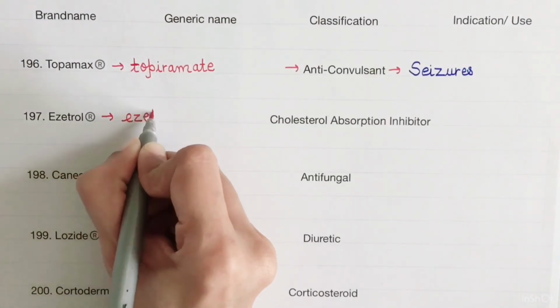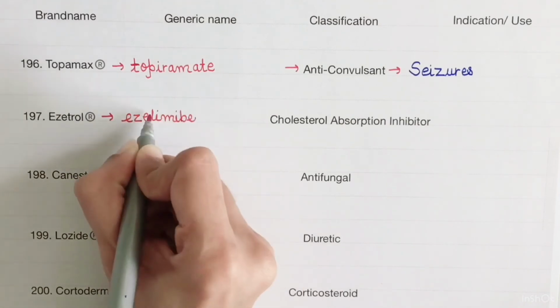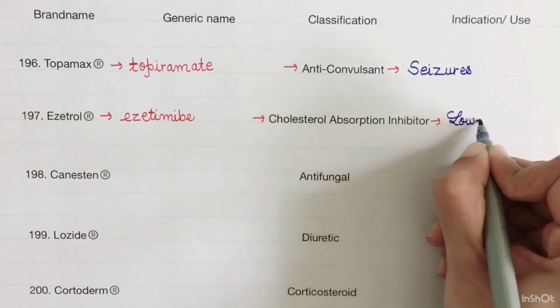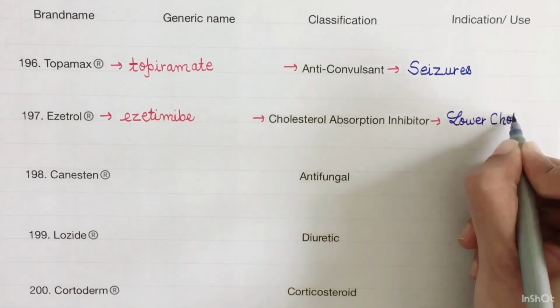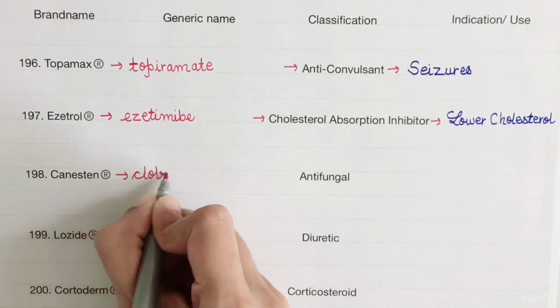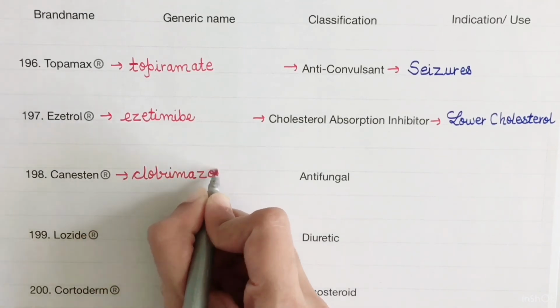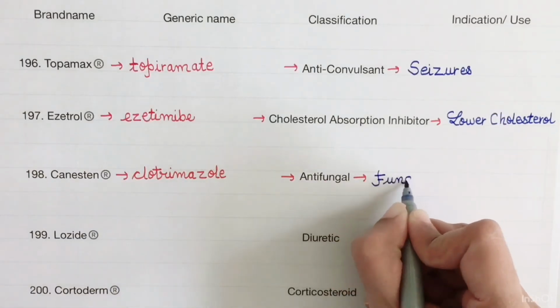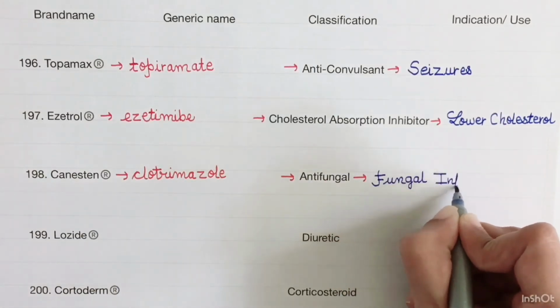197 is Azetrol. Its generic is Azetamib. Its class is cholesterol absorption inhibitor and it's used for lowering the cholesterol. 198 is Canesten. Its generic is clotrimazole. Its class is antifungal and it's used for fungal infections.